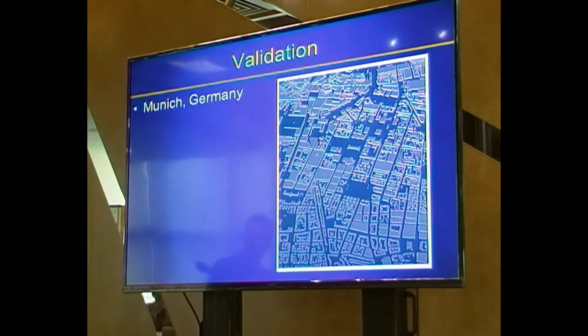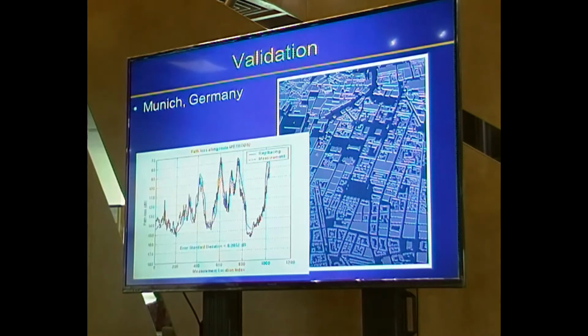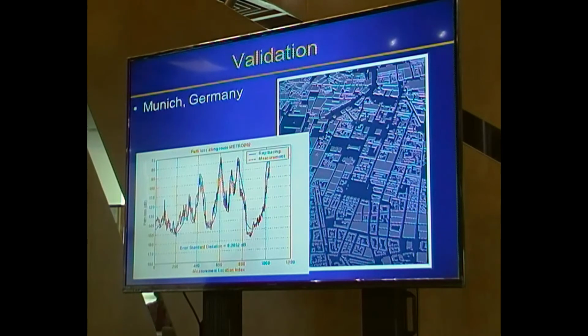And we also have Munich city. This one has thousands of buildings, so it's a very tough problem. And you can see we compare with the measurement. The blue one is the ray tracing result, and the red one is just the measurement. So basically, we can capture the most important propagation features here.